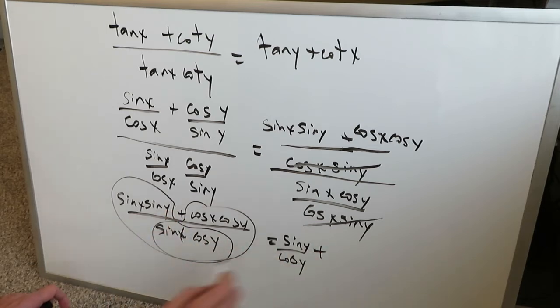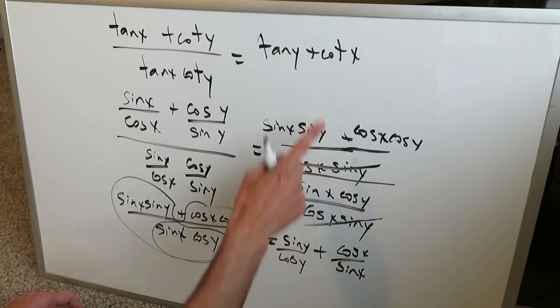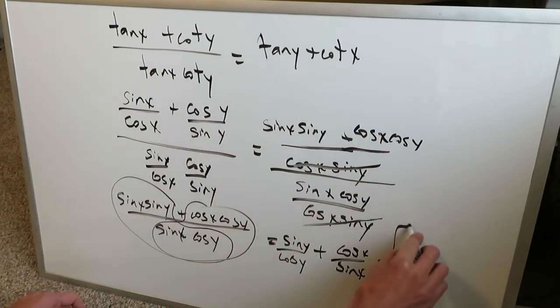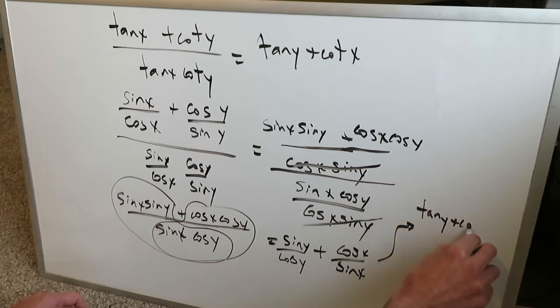Here's your plus sign. When you're looking at the second shape, cosine x cosine y divided by sine x cosine y, the cosine y's will cancel out. You'll get cosine x divided by sine x. Now just look over here. Sine y over cosine y is equal to tan y. Cosine x divided by sine x is equal to cotan x, so we're done. What you end up getting is what you actually wanted: tan y plus cotangent x. And you are done.